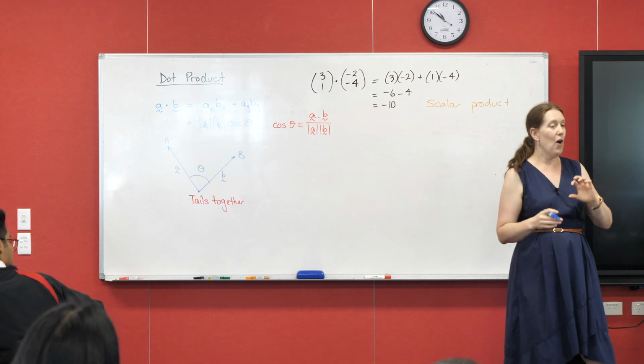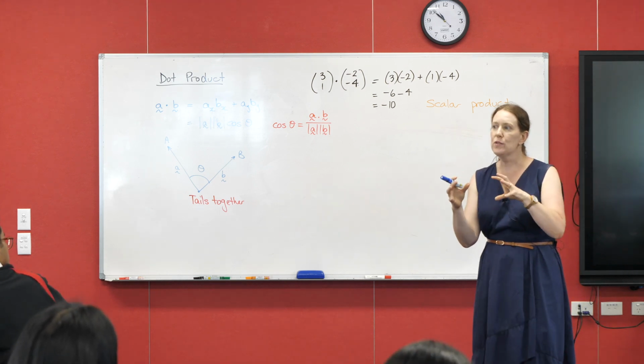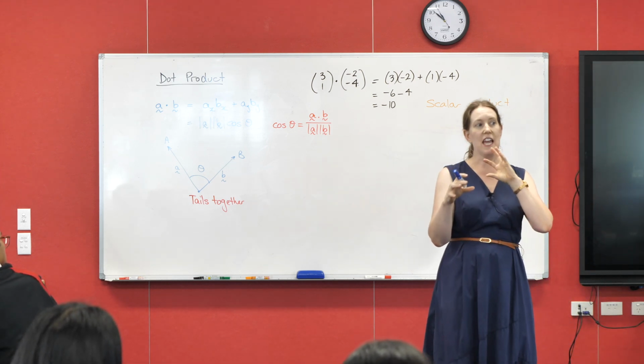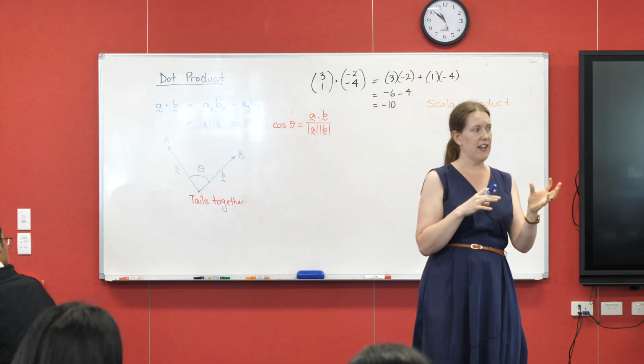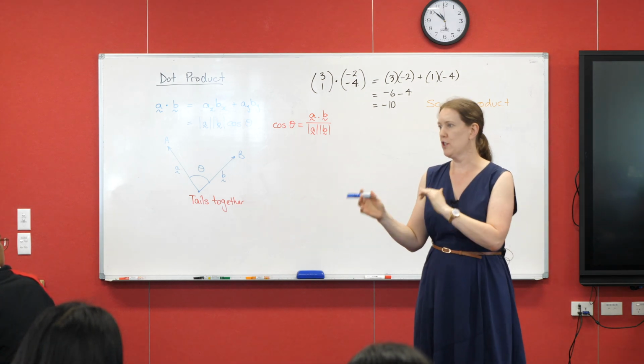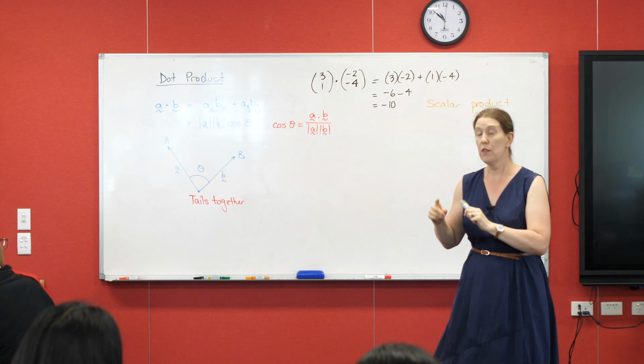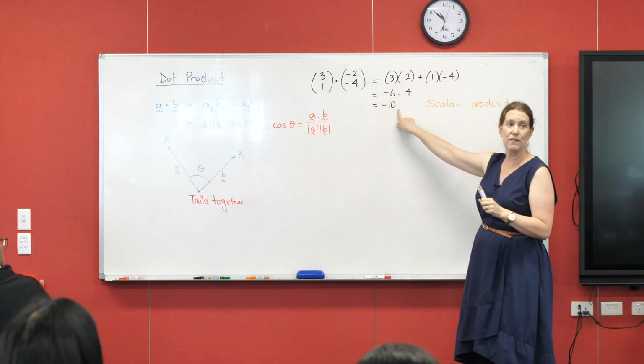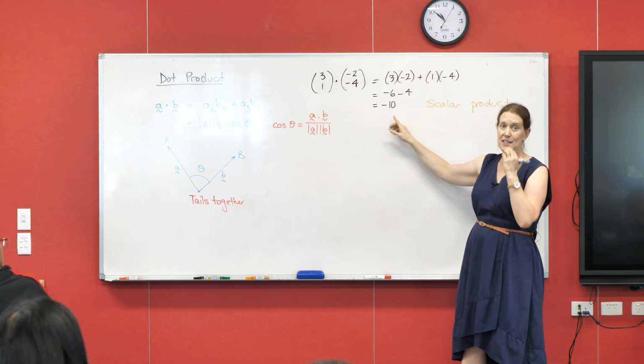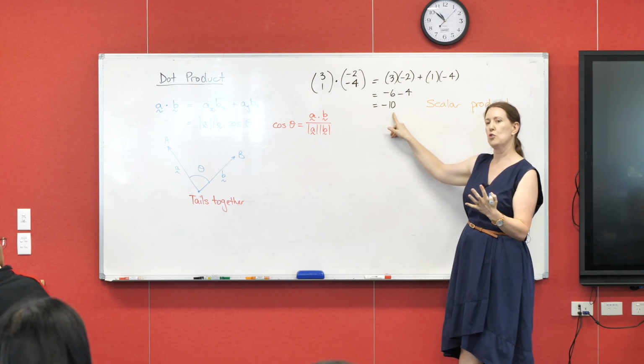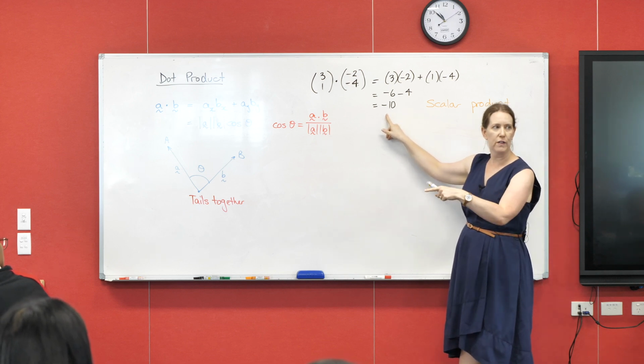We want to see what kind of boost each vector has on the other vector in specific directions. So the boost that these vectors have on each other is they make each other 10 times stronger, but shooting off in the opposite direction.